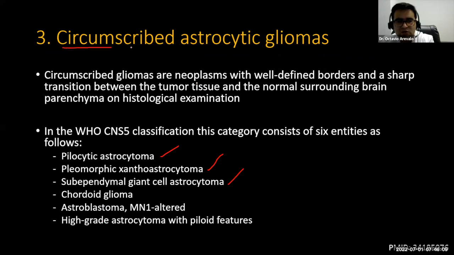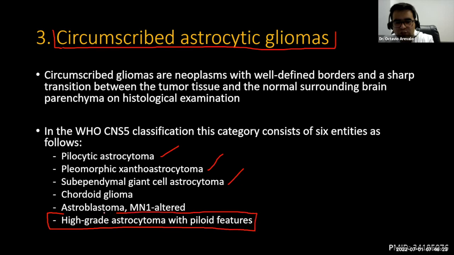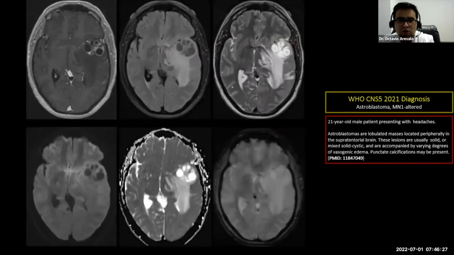And by circumscribed gliomas, in our minds, you always have kind of benign tumors. But there is a new player here, which is called the high-grade astrocytoma with pilocytic features. And I want to talk a little bit about this new guy. So let me show you a couple of cases.